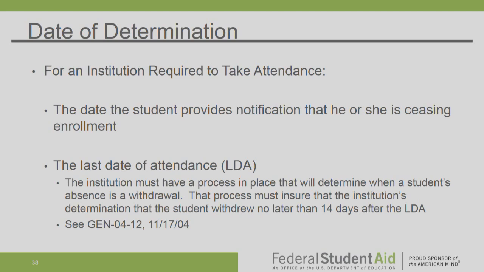The second set of requirements applies when a student leaves without telling you. In that case, the institution has 14 days from the last date of attendance to determine that the student has withdrawn. Except in exceptional circumstances, if an institution required to take attendance fails to determine that a student has withdrawn within 14 days, the department considers the 14th day to be that date of determination for the purposes of determining the required timeframes for returns. This could lead to late returns if the institution does not have an effective process in place for identifying withdrawals quickly.